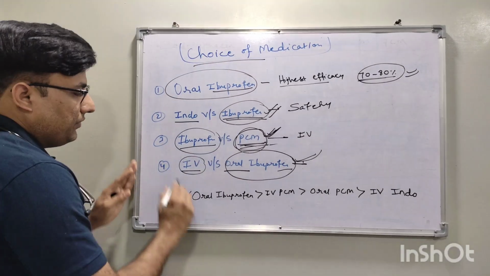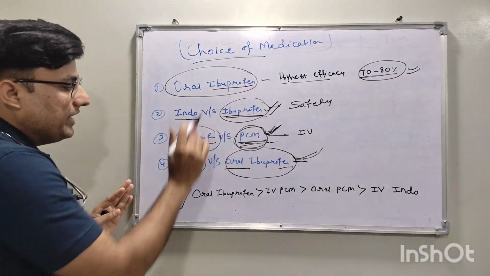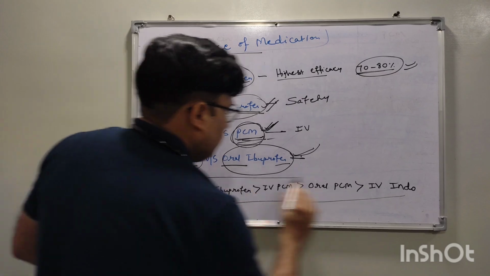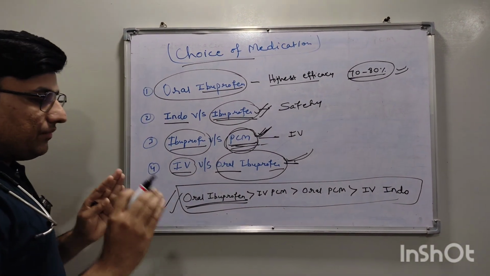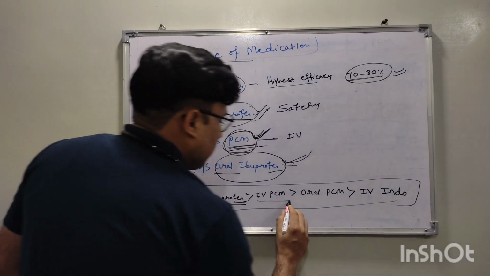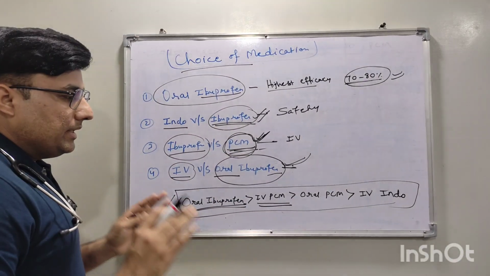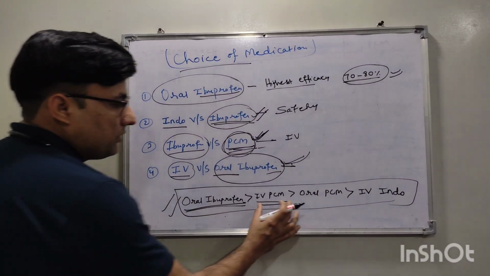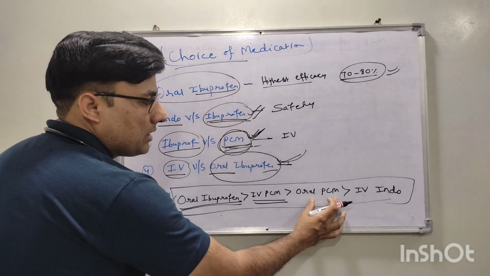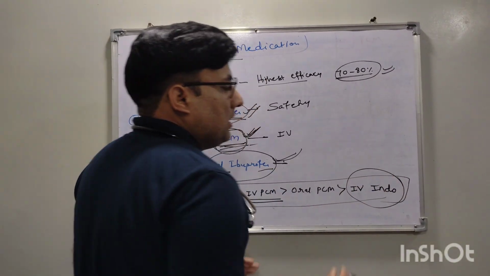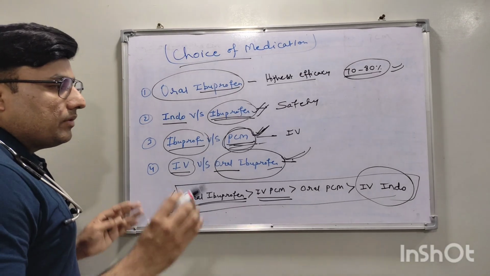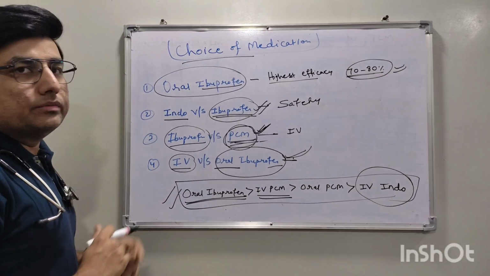So in short, if we want to summarize the choice of medication, we can give the order like this. First, oral ibuprofen is best as per efficacy and safety profile. Second, IV paracetamol infusion is better because of the safety profile. Then oral paracetamol. And last is IV indomethacin, because IV indomethacin adverse effects are very high and nowadays availability also is an issue.